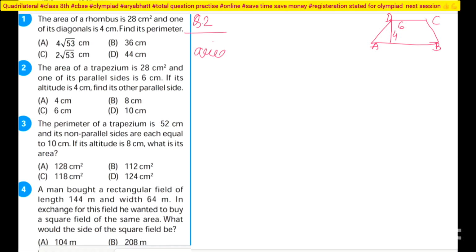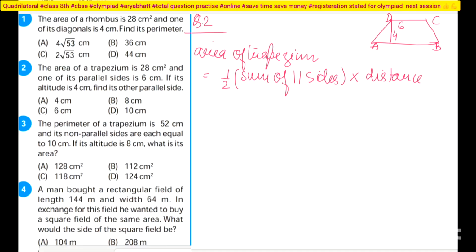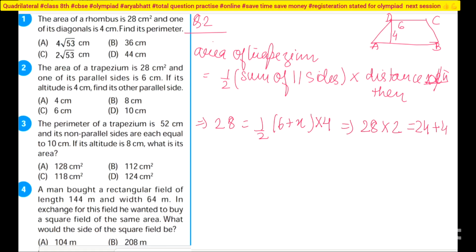Now one thing is that the area of a trapezium formula is half the sum of the parallel sides into the distance between them, or you can say the altitude. So I will put in all the values. What I will get: 28 is equal to 1 upon 2, into (6 plus x), into 4. So this implies that 28 into 2 is equal to 24 plus 4x. From here I will write 56 minus 24 is equal to 4x. This implies that x is equal to 8 centimeter.